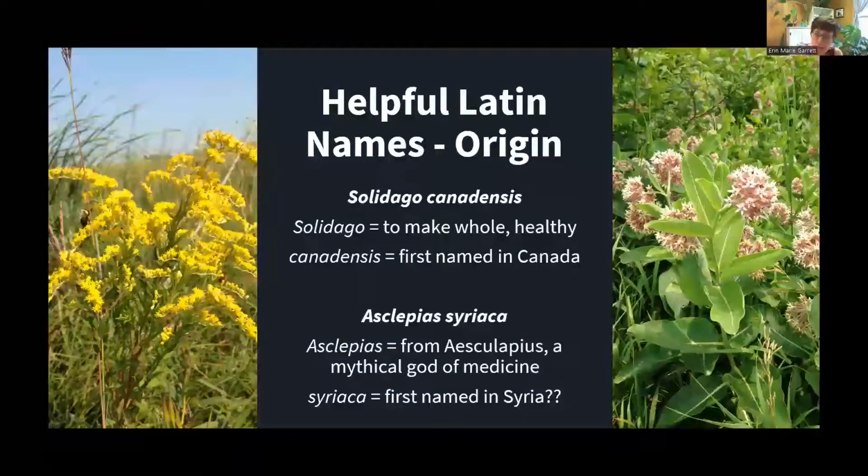And then unfortunately, common milkweed was named Asclepias syriaca, first named in Syria. No, it was not. So Linnaeus was confused on this one, and we're not quite sure why he named it syriaca, but he seems to have been confused when he named that plant.